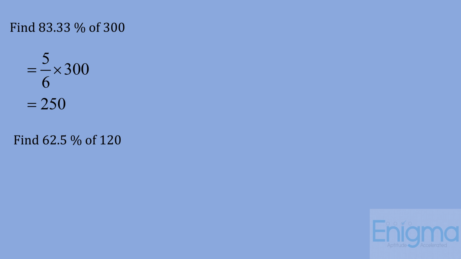Next one. Find 62.5% of 120. Again, write down the corresponding value of 62.5% in terms of fraction. It is nothing but 5 by 8. 5 by 8 multiplied by 120, we get the answer as 75.